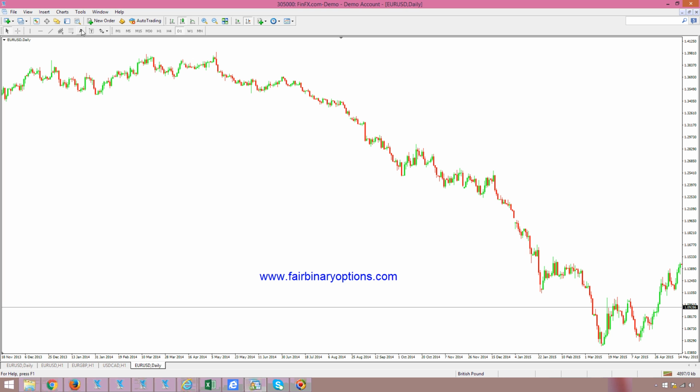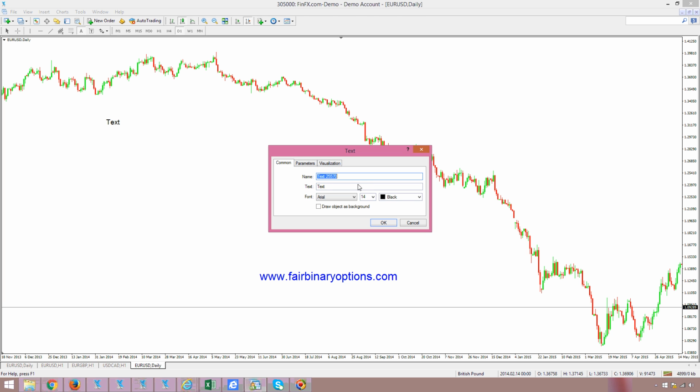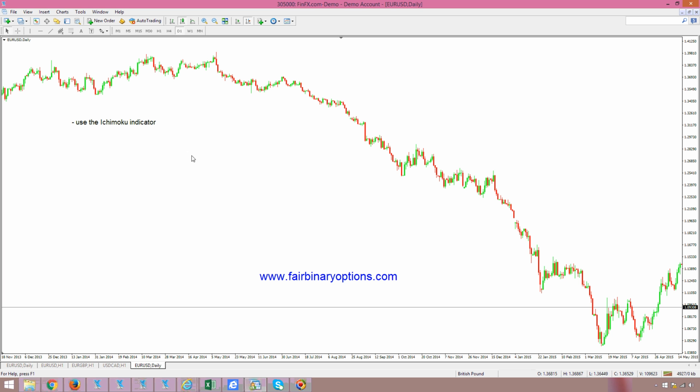There are more things to consider. First of all, use the Ichimoku indicator. Now here on fairbinaryoptions.com, under our Binary Options Academy, we have some strategy based on the Ichimoku indicator, but the Ichimoku also shows strong consolidation areas that are difficult to be broken, and therefore it should be an opportunity to trade both call and put options.